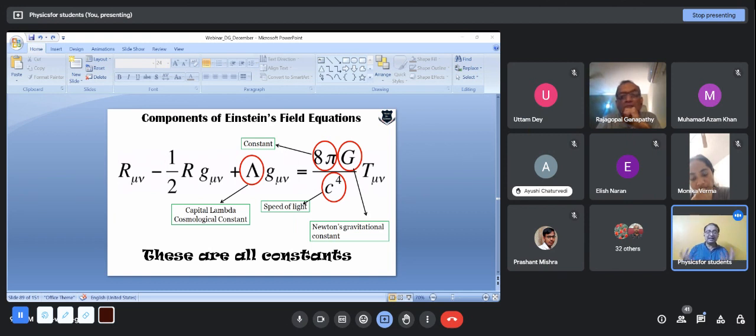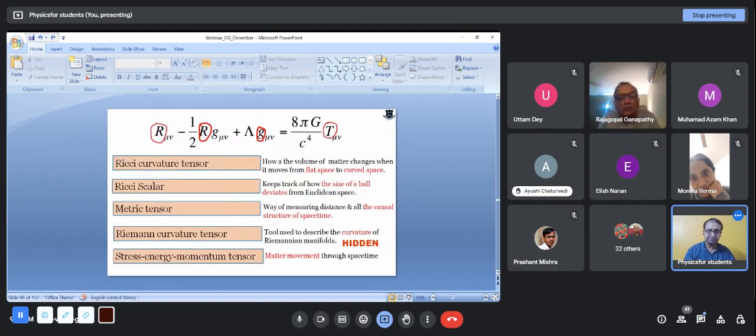The second is 8 pi. How the 8 pi comes from Poisson's equation and the sphere, I'm not talking about that. G is the gravitational constant and C is the speed of light. Why is it to the power 4? Because of dimensional analysis. We will look into that much later. Okay, the first R on the left hand side is called the Ricci curvature tensor.